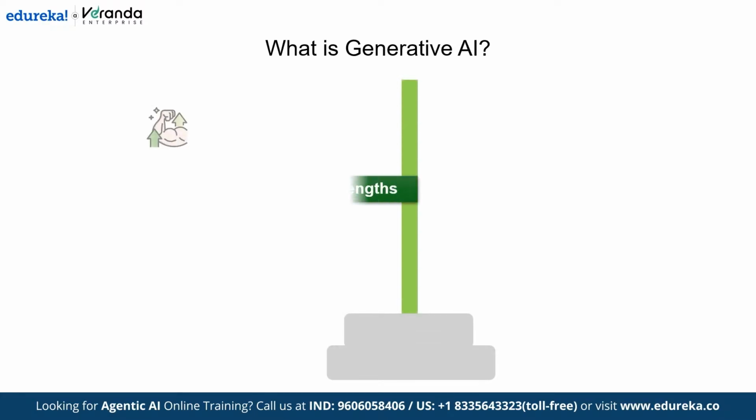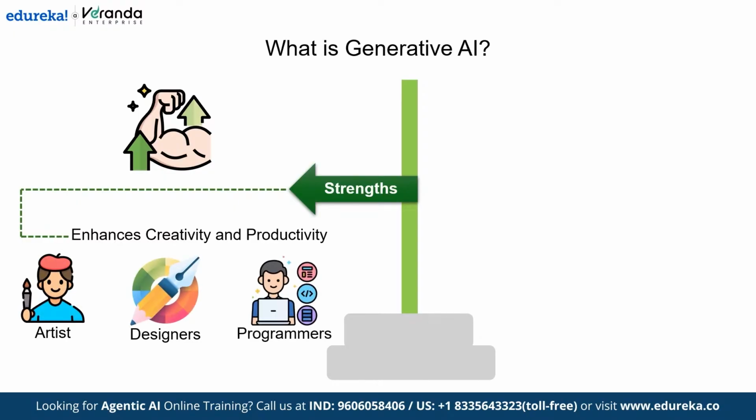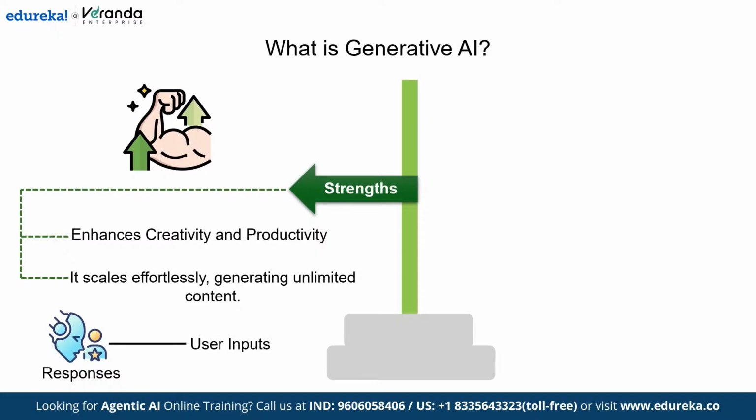Generative AI has several strengths. It enhances creativity and productivity, allowing artists, writers, and programmers to work faster and more efficiently. It scales effortlessly, generating unlimited variations of content in just a few seconds. It also adapts responses based on user input, making interactions feel more personalized.